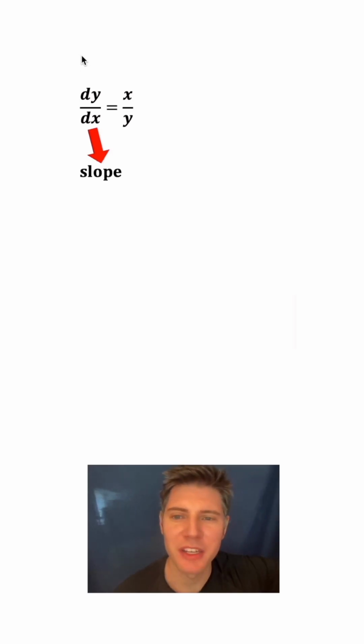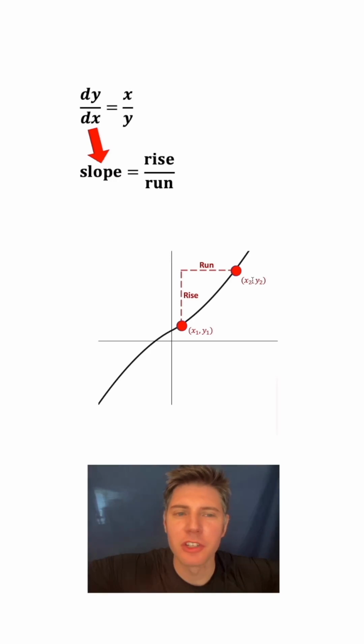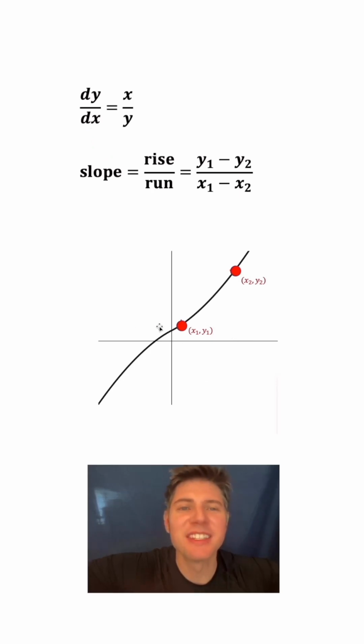The reason we call it dy/dx: slope is rise over run. And if we look at 2 points on a graph, the rise is the change in y values and the run is the change in x values. And since dy/dx is the instantaneous rate of change, we want to move our points closer together. And when they're moved right on top of each other, the 2 points are x1, y1. So we need to change this to a y1 and this to an x1.